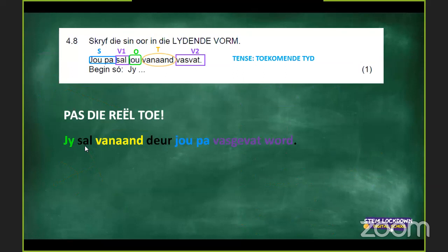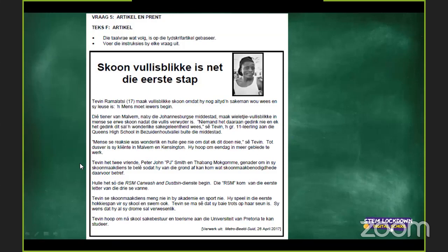Then we have a look. Is there time? In this sentence, there was a time word. So then we write down vanaand. We have a look. Do I have manner? No, the sentence did not have manner. Step five. I write down the word deur. Step six. I write down my subject.